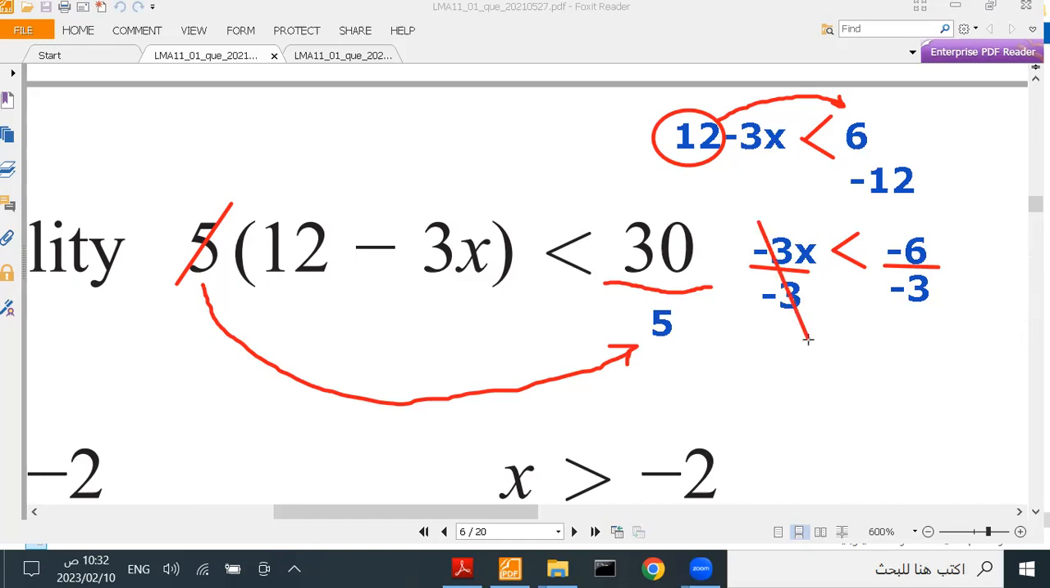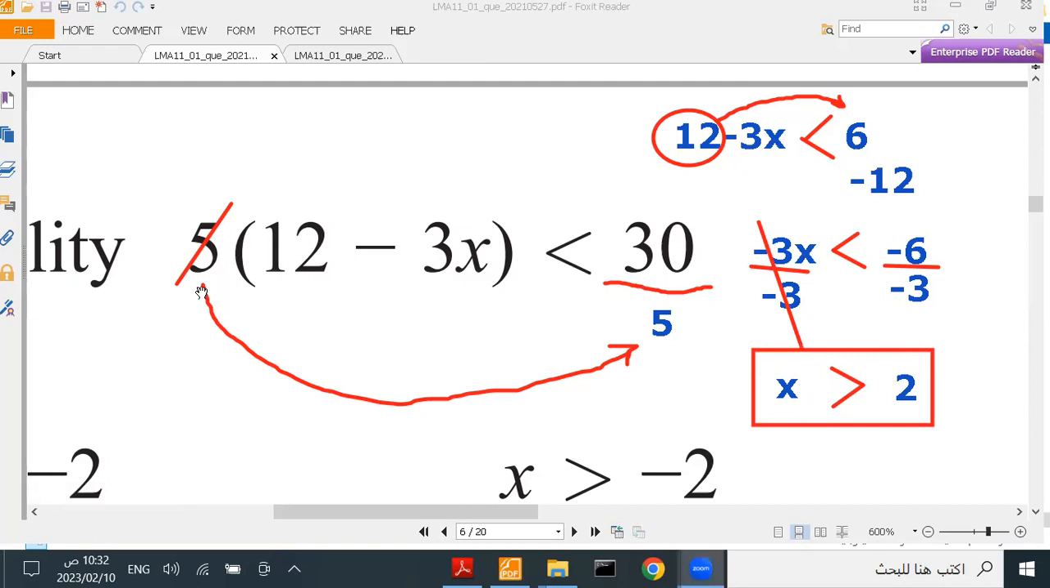So these two will cancel with each other and you'll get x alone, and the sign must be flipped. Okay? So this is x. And this is what? Negative 6 divide negative 3 equals 2. Good. So this is the answer: x bigger than 2. You get the idea? Again, from the first step.